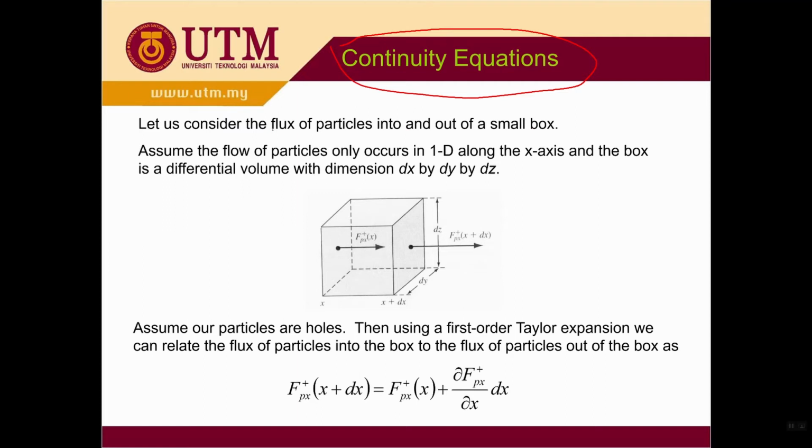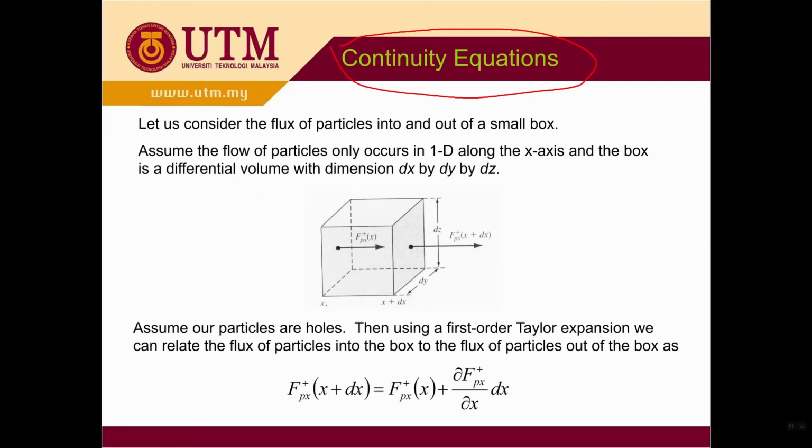The word flux here stands for the number of carriers per unit area. Assume that the flow of particles only occurs in 1D along the x-axis, moving from left to right. This box is called a differential volume because it is going to change through time.